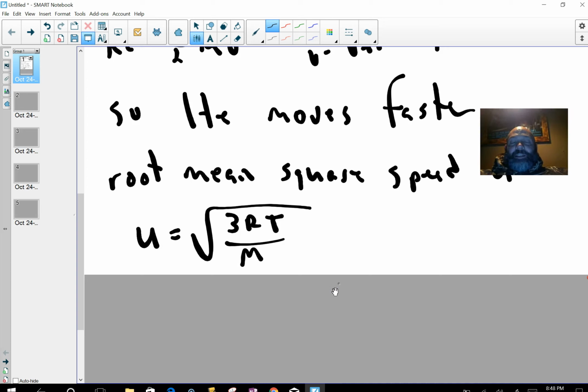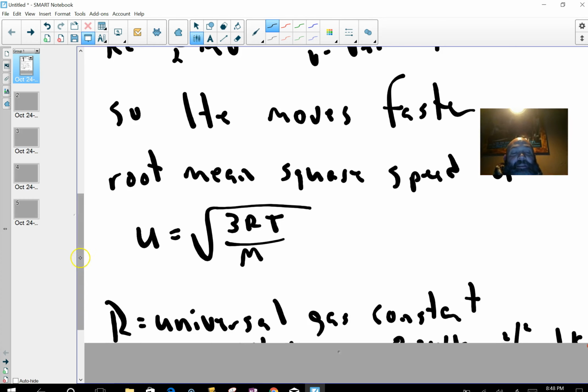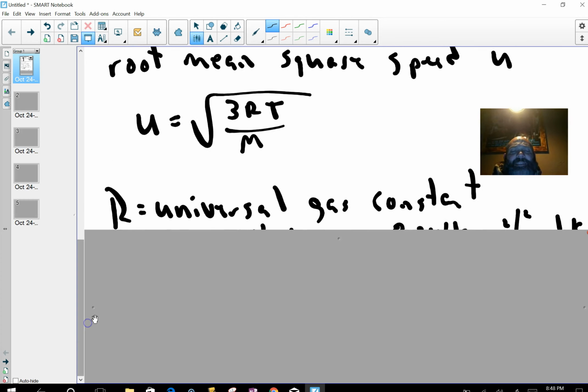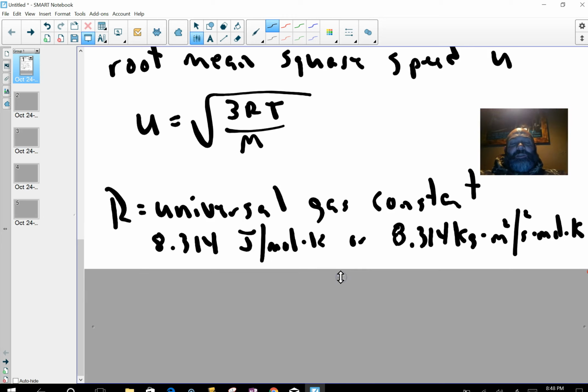Now, in these cases, these letters all mean something. R is something called the universal gas constant, and it has a number of different values depending on the units we're using. For the root mean square calculations, we're going to be using 8.314 joules per mole Kelvin, which is the same as 8.314 kilogram meter squared per second squared mole Kelvin, because that's what a joule is: a kilogram meter squared per second squared.